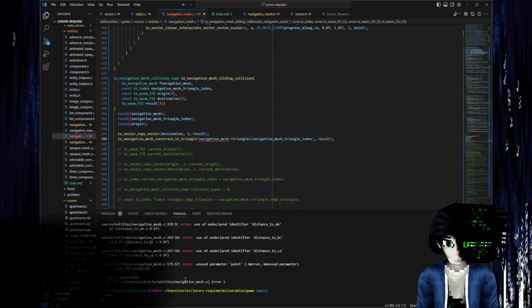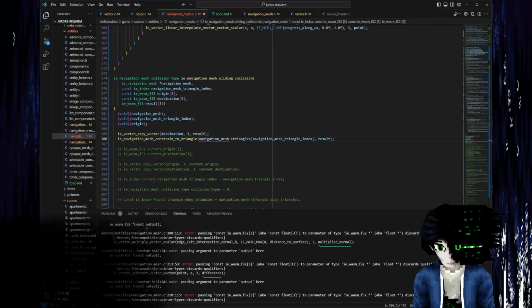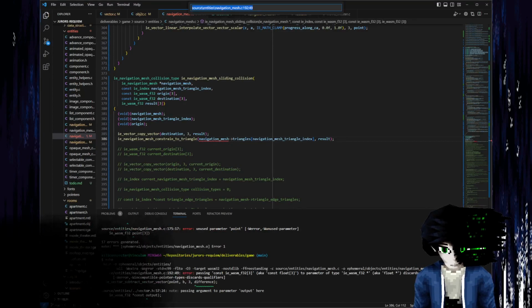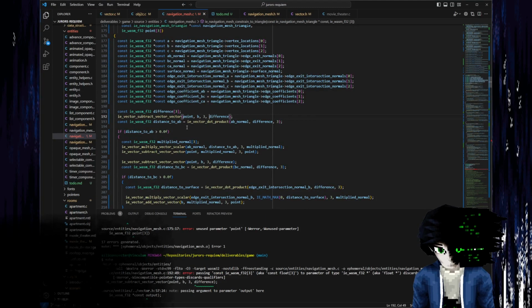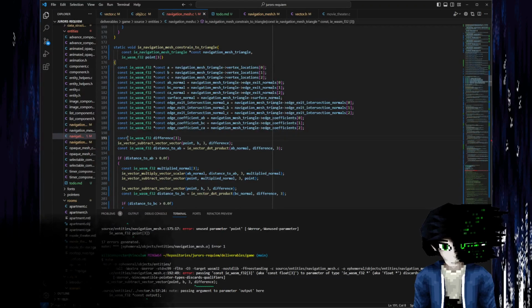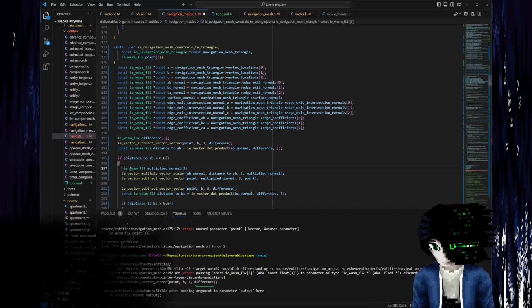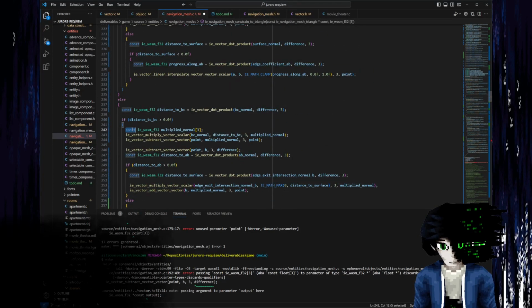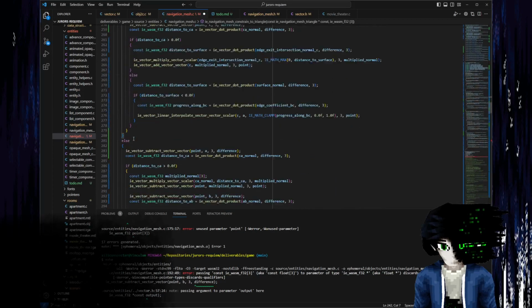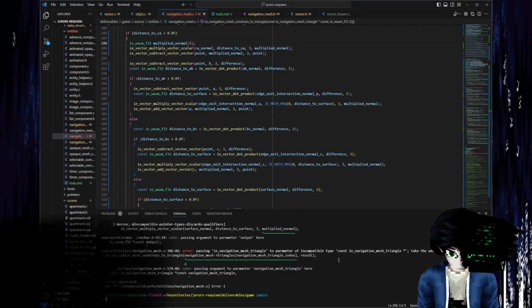Okay, let's see what that does. Oh, it didn't like something. What have we done? Oh, it's because I've declared this as a constant and I'm not using it like one. This is going to have the same issue, as is that, as is that. My God, I'm not looking forward to debugging this.